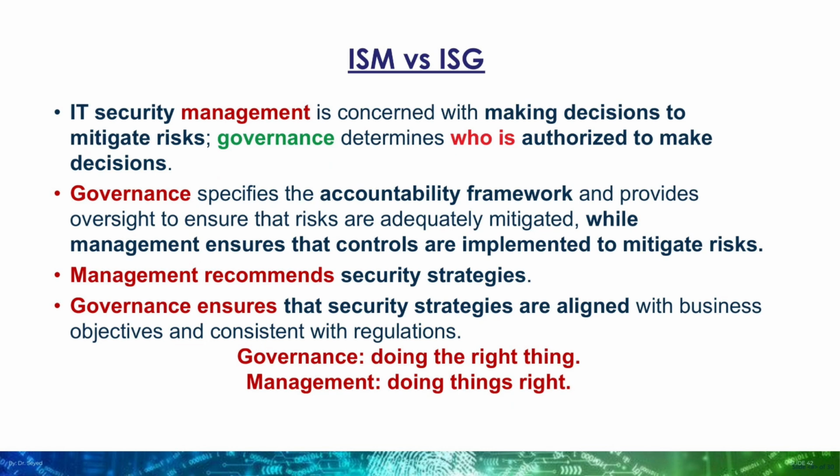IT security management, ISM, is concerned with doing things right, making the operational decisions to mitigate risks and implementing controls. Information security governance, ISG, is concerned with doing the right thing, determining who is authorized to make decisions, and providing oversight to ensure security strategies align with business objectives. Management recommends, governance authorizes, and oversees the alignment.